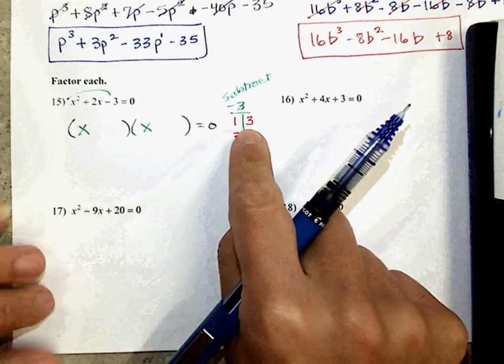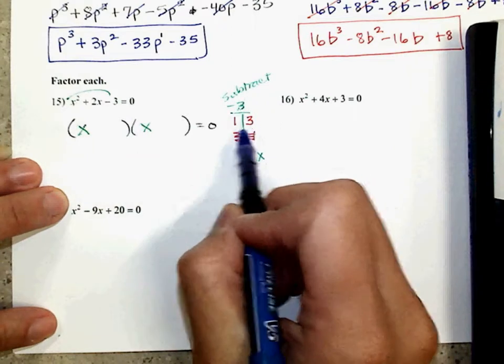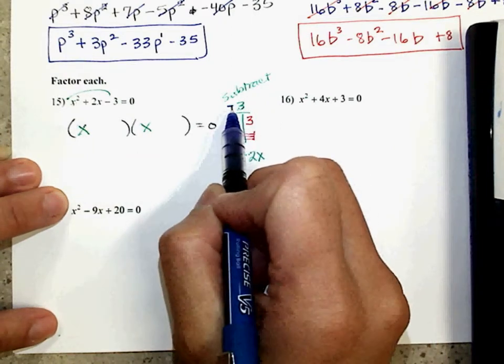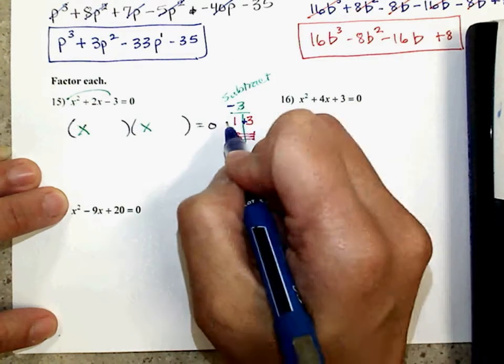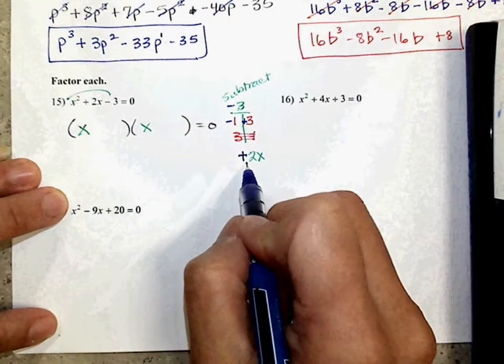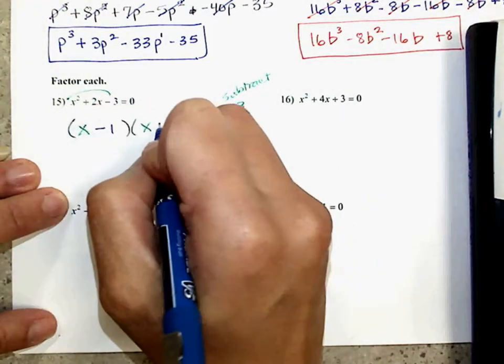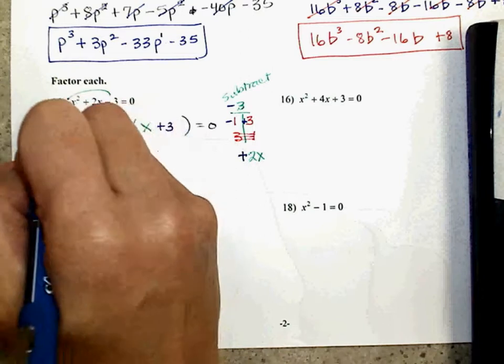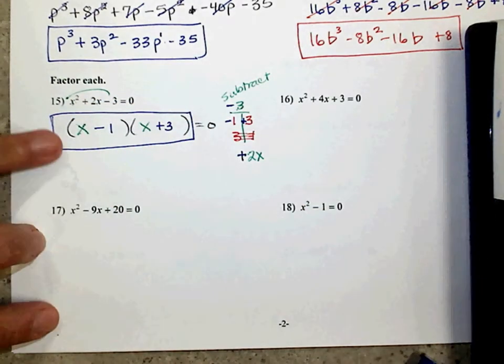So, what two numbers multiplied to give you 3? 1 and 3. But I want to subtract to get 2. So see, if this is positive, the bigger number is positive, and that one's negative. If this was negative, the bigger number would be negative, and the little one's positive. So negative 1 plus 3. This is all I want from you guys right now. Okay? That's the answer.